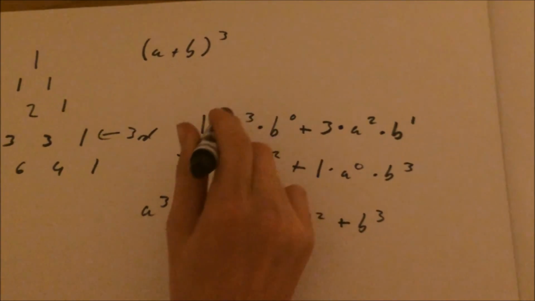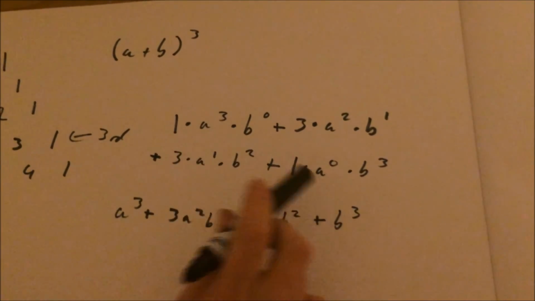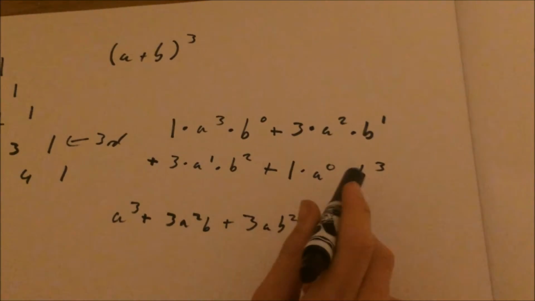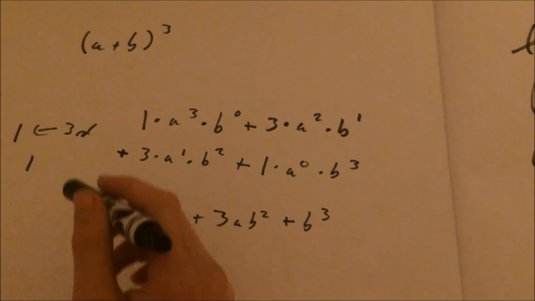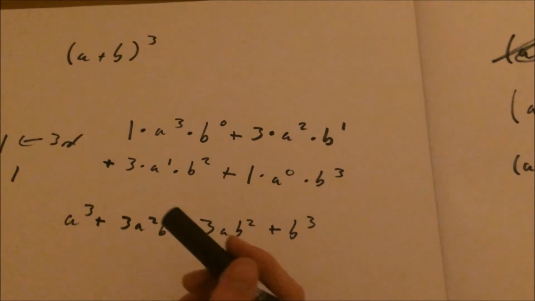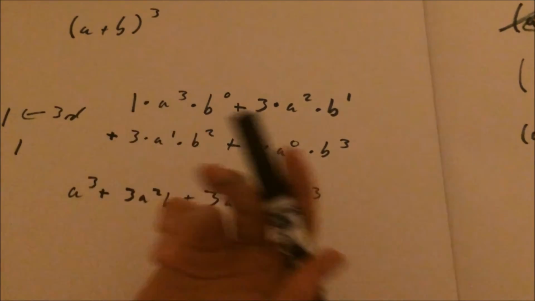And as you can see here, we're going from a to the 3 down to a to the 0, and b to the 0 up to b to the 3. And if we were raising to a different power, we would just go down from that number to 0 and up from 0 to that number. So that was binomial expansion, which is just an easier way of raising two numbers to a power.